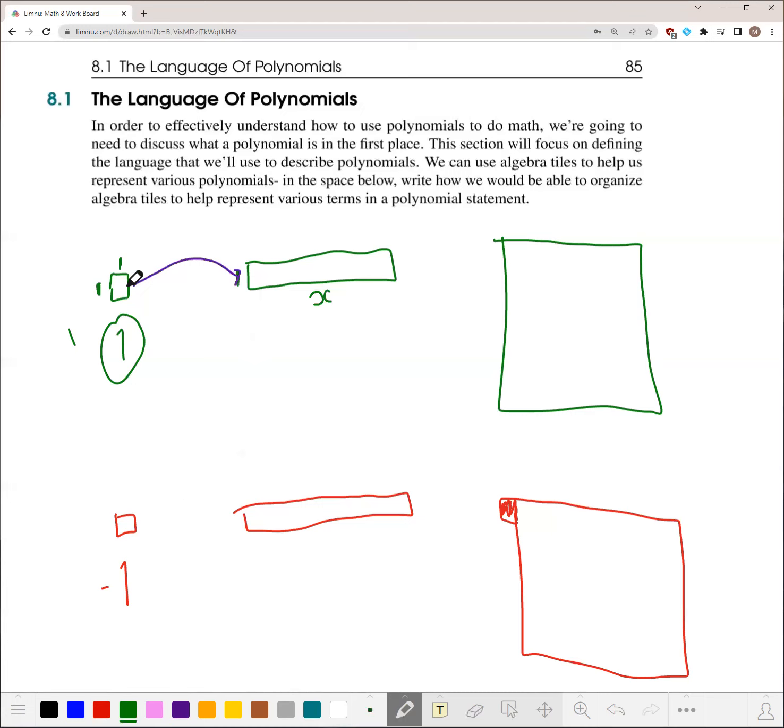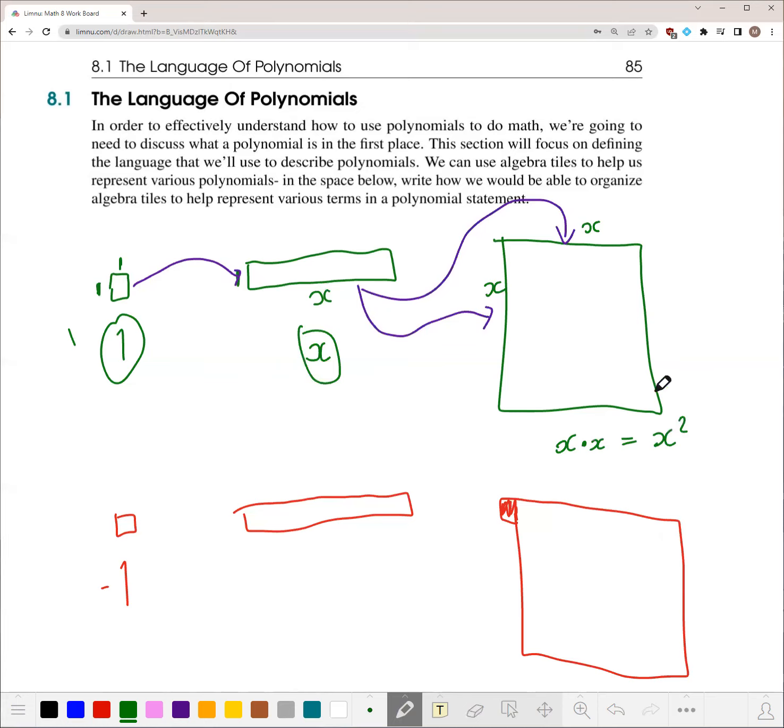And so if we consider the area of this, we've got 1 times x, and anything times 1 is just itself. So this x tile has an area of x. That's why it's called an x tile. And then this side length is the same as both side lengths on the bigger square, so it's x times x. Any number multiplied by itself, like x times x, we can write as an exponent or power: x squared.